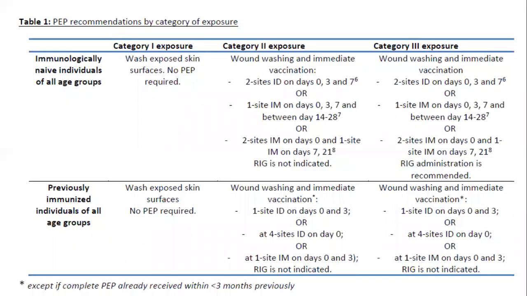Here is the table you can see for the regimen for various categories, category 1, 2, 3. You can see that for category 1 in the immunologically naive individual of all ages, when there is no exposure, no treatment. But in category 2 and 3, we give either intradermal or intramuscular rabies vaccine on different doses. For category 2, we don't recommend immunoglobulin, but in category 3, we include rabies immunoglobulin along with the vaccination. While in a previously immunized individual group, there is a separate schedule. You can go through it, but I will discuss it in a later slide.